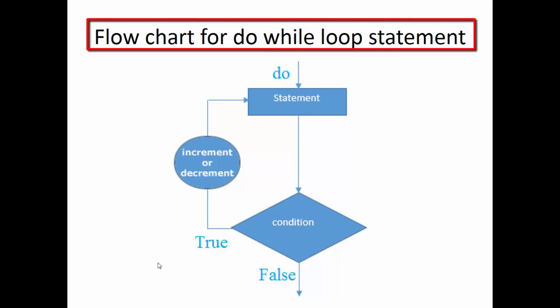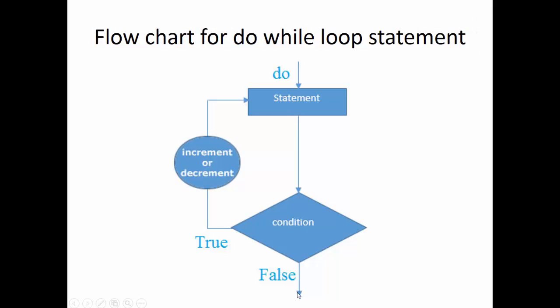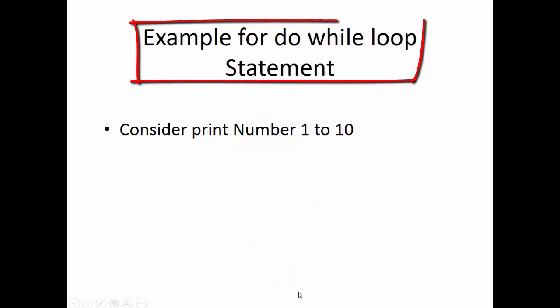Flowchart for the do while loop statement. In do, it will print the statement for the first time, and then for the second time it will check the condition, and any increment or decrement or any operation will happen in the block, and again it will come to print the statement. If the condition becomes false, then it will come outside the block.